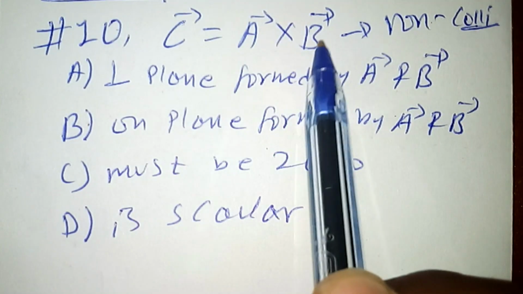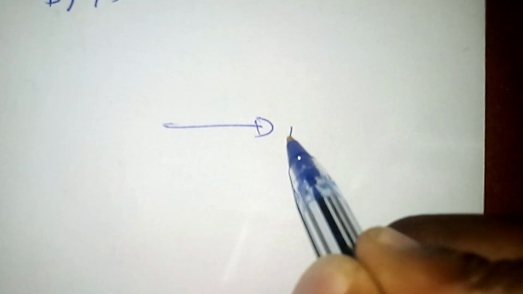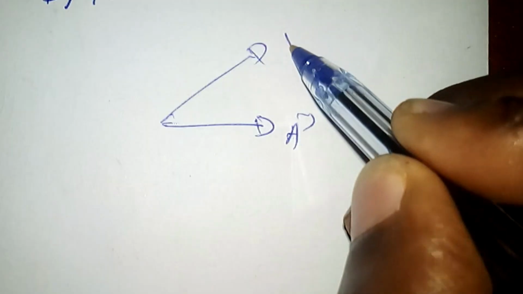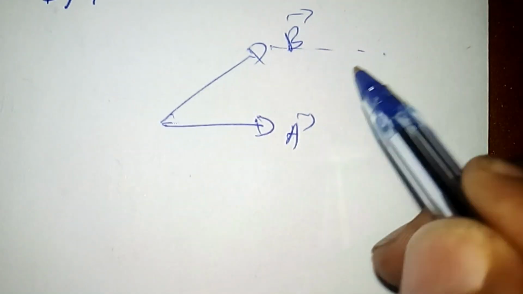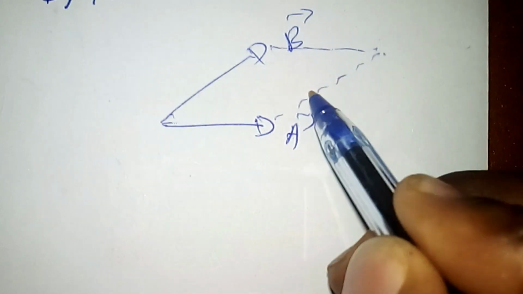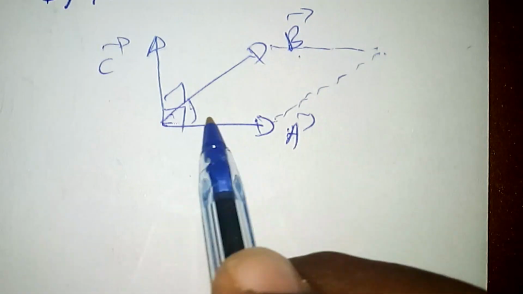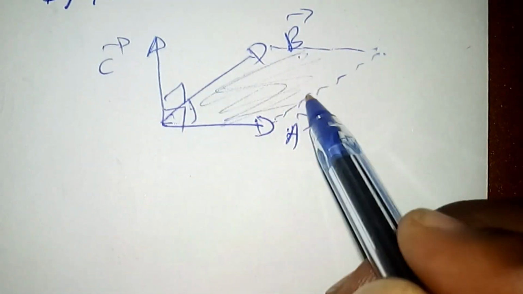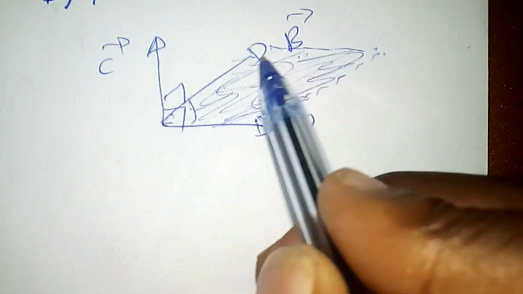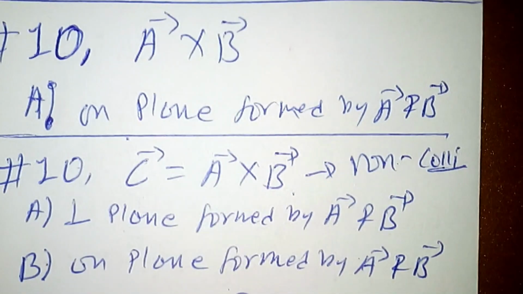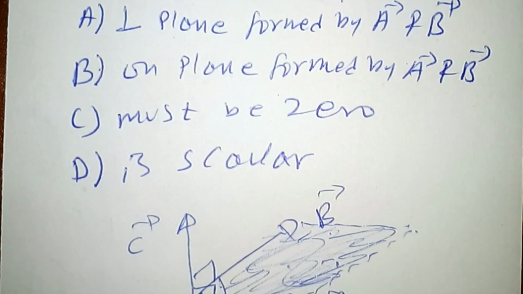vectors A and B. So this means that if vector A is like this and vector B is like this, and they are forming the plane or parallelogram like this, then vector C, which is formed by A cross B, is perpendicular to both vector A and vector B. So C is perpendicular to this plane which is formed by the two vectors A and B. So A is still true.